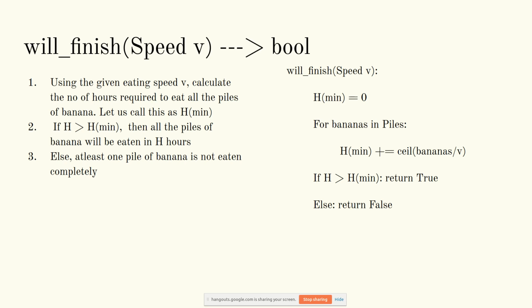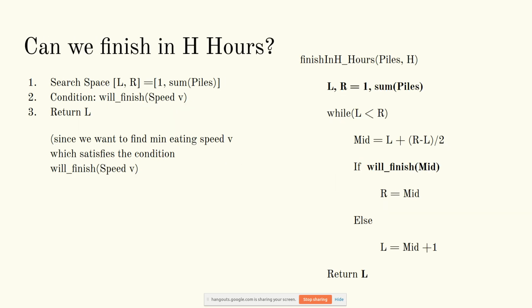So for every pile we have bananas, and we accumulate these number of hours and we update h min, thereby we get the number of hours required to eat all the piles. If our given parameter for the algorithm h, which is the permissible hours, if h min is less than that, we return true, else false. So thereby we have the condition ready.